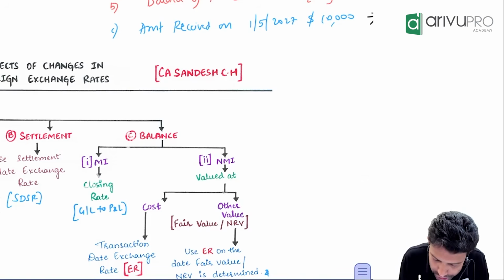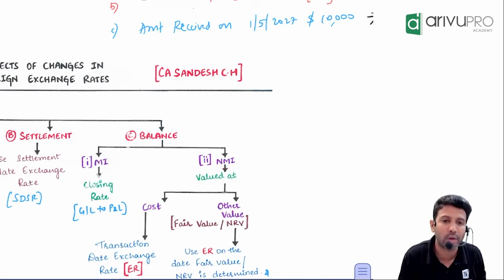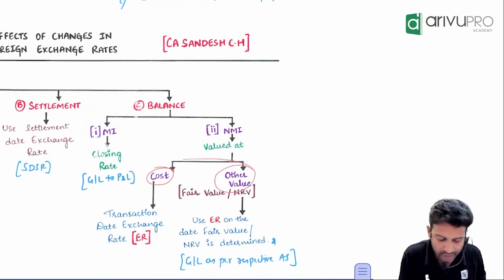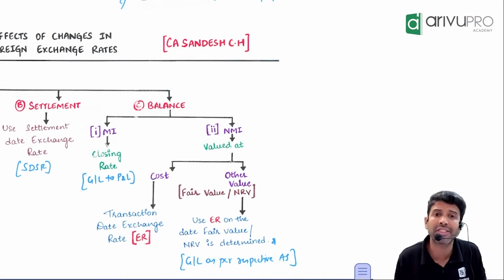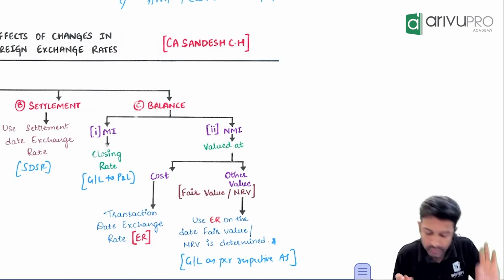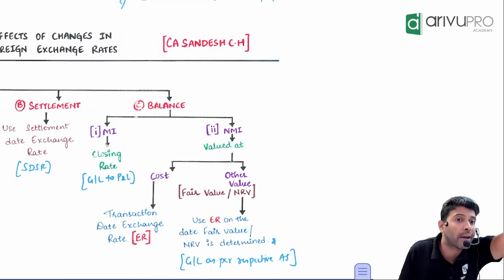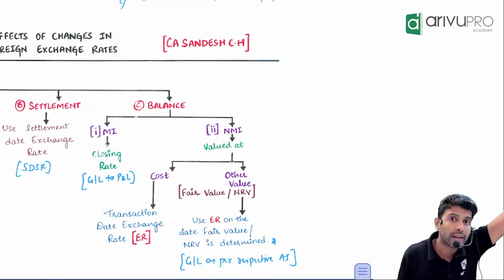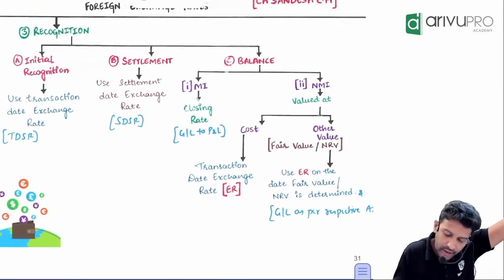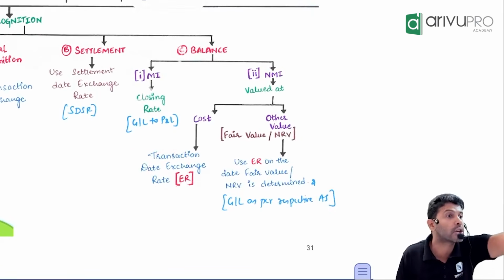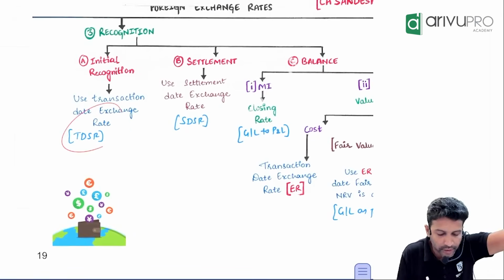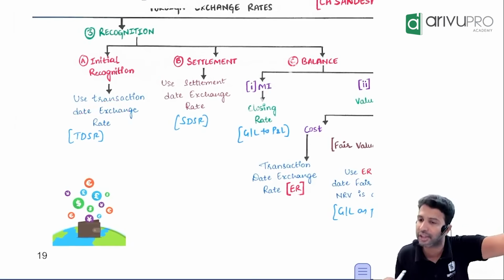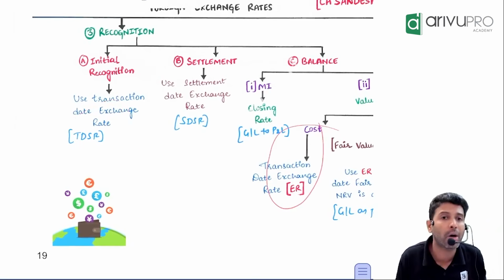So first you need to check how that non-monetary item is valued. Whether it is valued at cost or some other basis. Some other basis means fair value. If it is valued at cost, you have already converted using what rate? TDSR. Continue with that. Further conversion not necessary. Whatever you have converted using TDSR, continue with the same. That means exchange gain or loss will not come.